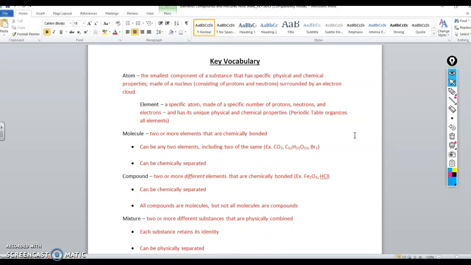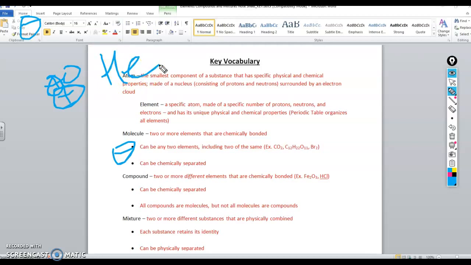Check out these answers. Atom is the smallest component of a substance that has specific physical and chemical properties, made of a nucleus, consists of protons and neutrons, surrounded by an electron cloud. Now there are specific atoms. Depending on how many protons they have in the nucleus, that gives them a name. So like an atom that has 2 protons in its nucleus, maybe a neutron in there, and then 2 electrons zipping around it in the electron cloud, that has a name. Just like different humans have different names. This is helium, right? How many protons did your element have? That's a specific kind of element, or a specific kind of atom.